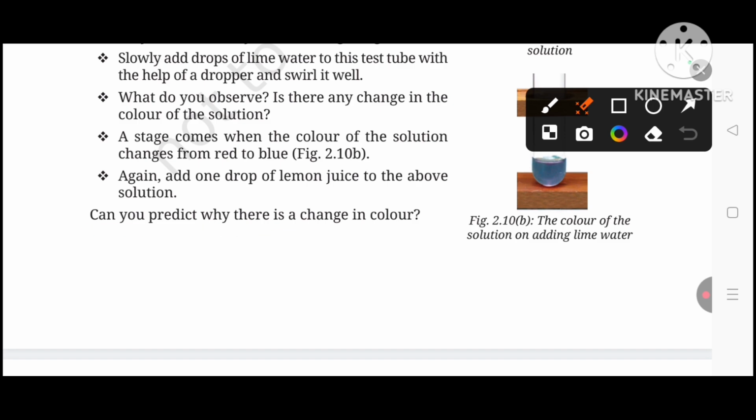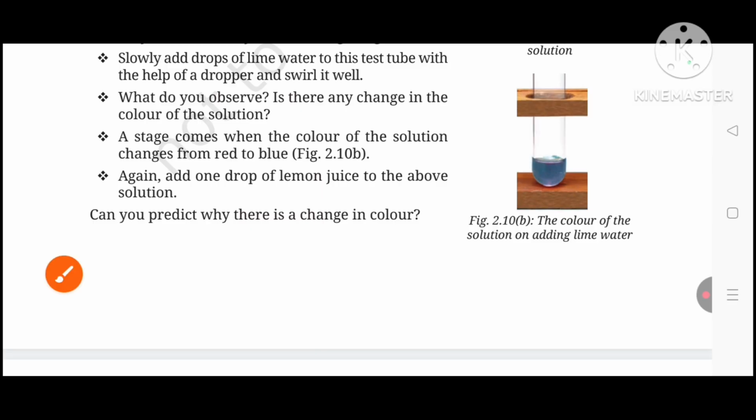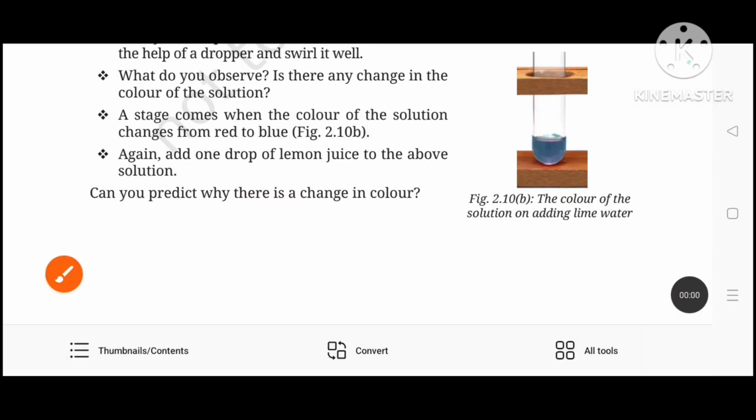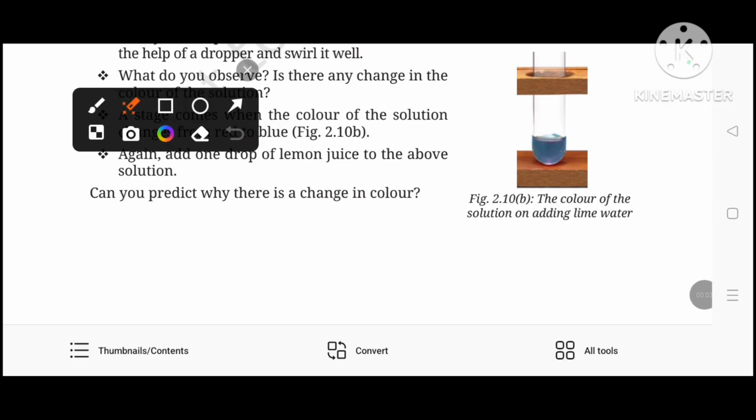This change in color is due to the acidic and basic nature of lemon juice and lime water respectively. When an acid comes in contact with blue litmus, it gets converted into red, but when a base comes in contact with blue litmus, it remains blue and there is no change in the color. This is the basic concept we have already studied and it will be applied here. The color of the solution on adding lime water gets converted into blue due to the basic nature of the lime water.